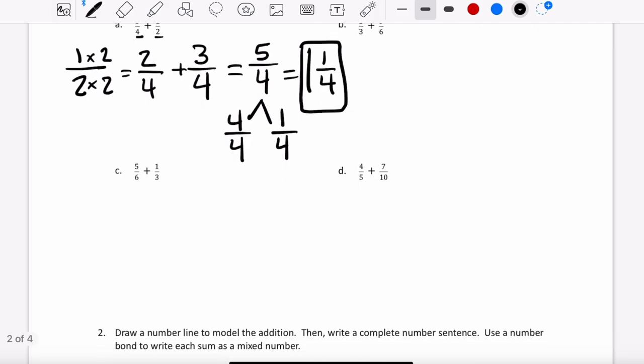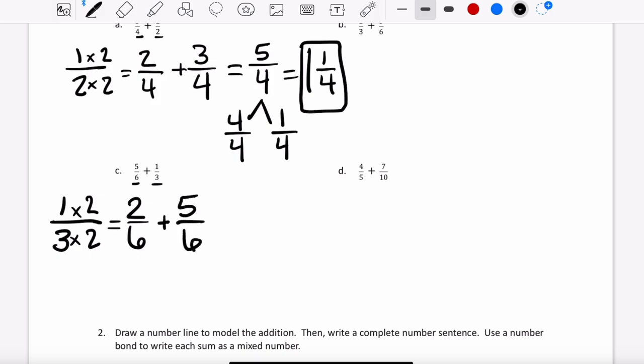Okay, we're going to look at problem C. 5/6 and 1/3. We cannot add because they have different denominators, so we're going to take 1/3 and times it by a number to get to sixths. We can times it by 2, so that would change 1/3 to be 2/6. Now we can take 2/6 and we can add it to 5/6. So now 2/6 plus 5/6 equals 7/6.